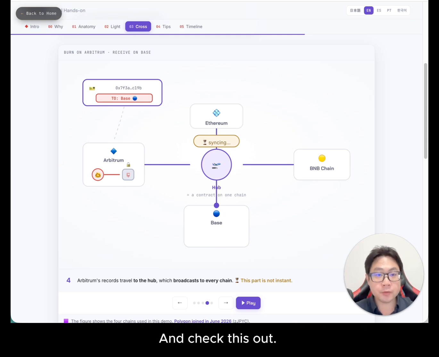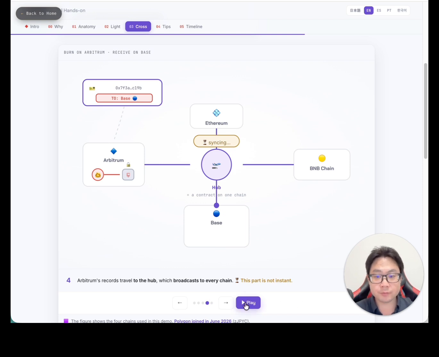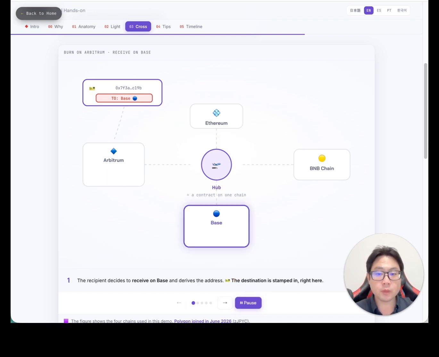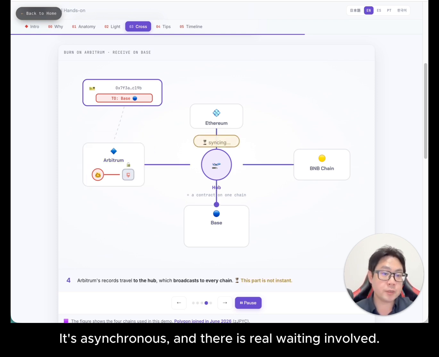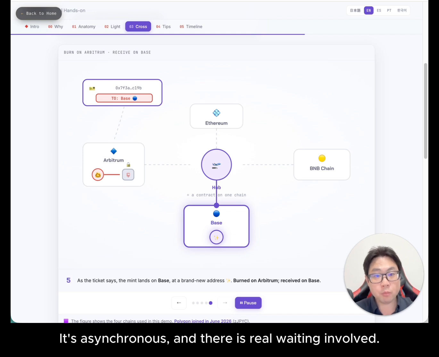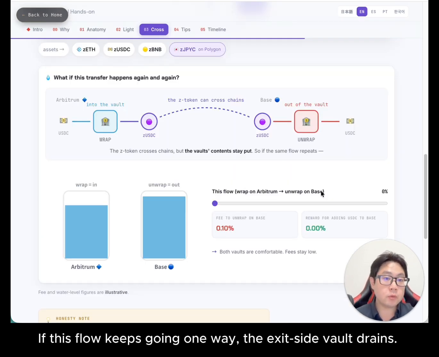And check this out, records gather at a hub then get distributed to every chain. The function is literally named teleport, but nothing teleports. It's asynchronous and there is real waiting involved. And one more honest bit. If the flow keeps going one way, the exit side drains.